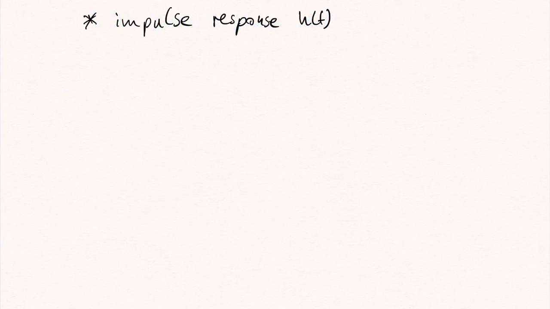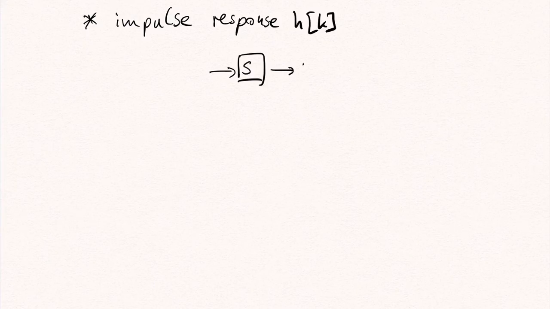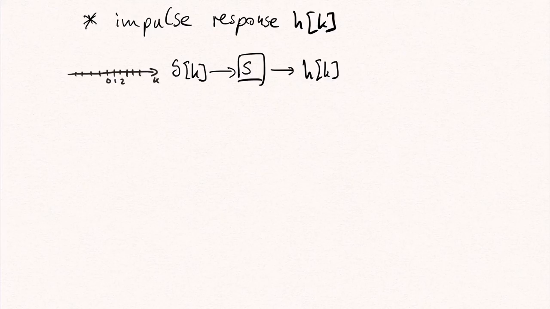Since LTIC systems can be accurately described by their impulse response h(t), it's not surprising that LTID systems can also be described by their impulse response. But this time it's given in discrete time, so we denote it as h(k). It can be obtained as the output of this system when applying an impulse signal as an input, which is somewhat easier in discrete time since the discrete impulse signal is simply equal to 1 for time k equals 0 and 0 for all other times k.